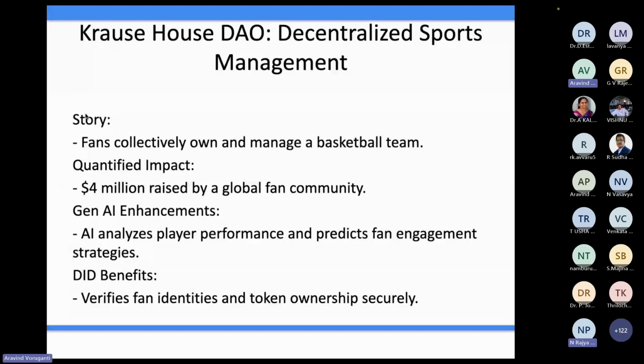So this Crosshouse DAO is a global fan community of basketball, and they raised $4 million. That's not a small amount. $1 million is 8 crores, so 8 into 4, 32 crores. Now imagine, you need not think global, think local. Within a state, within districts, there are a lot of talented people who are not getting visibility or the opportunity to play.